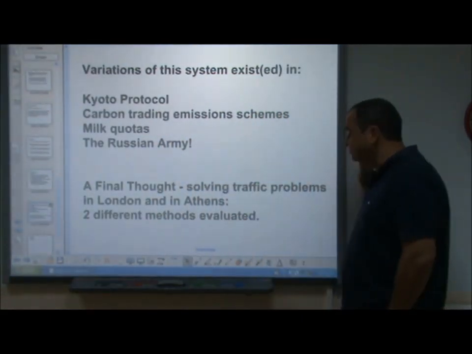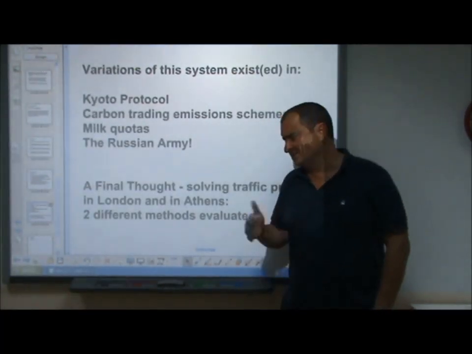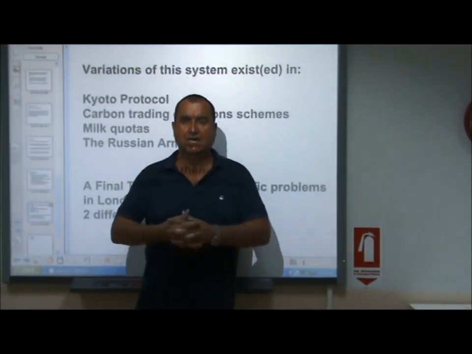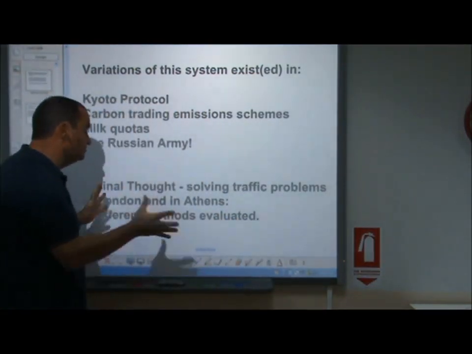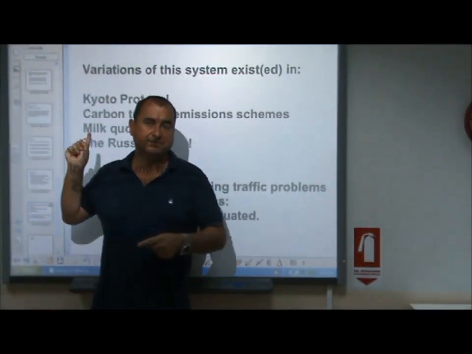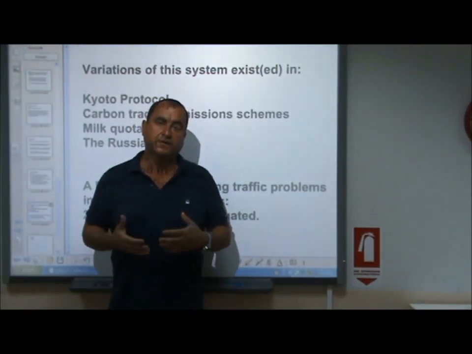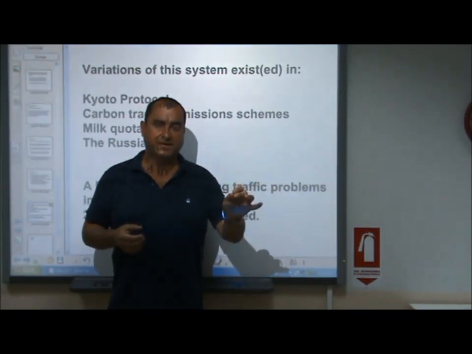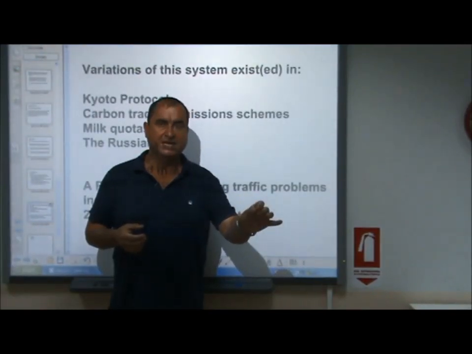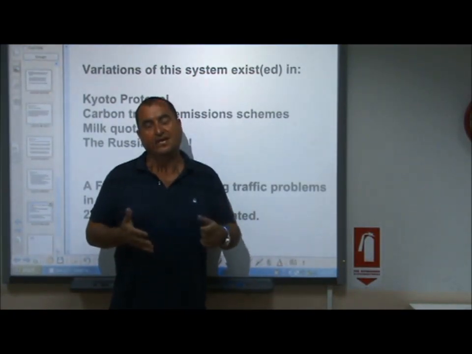A final thought: solving traffic problems in London and in Athens. Two big cities, and of course cities all over the world, are grappling with this problem, how to solve traffic congestion in city centres. Well, two contrasting methods. In Athens, regulation is used. The first of my solutions to negative externalities, regulation. It's simply like this. Depending on the day of the week, if your car registration number plate ends in an odd or an even number, that's the day that you can go into the city centre, on the equivalent odd or even day of the calendar.